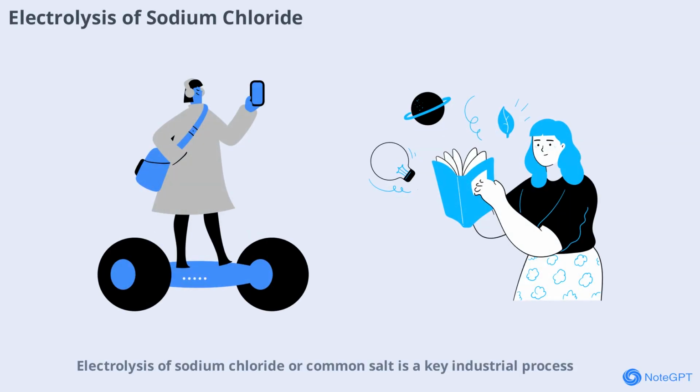Electrolysis of sodium chloride or common salt is a key industrial process. When molten, it produces sodium metal at the cathode and chlorine gas at the anode. In aqueous solution, the products can vary depending on the conditions. This process is essential for producing chemicals like caustic soda and chlorine, which are used in many industries.